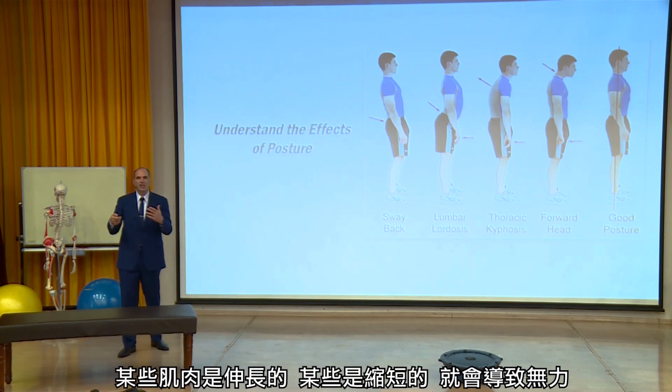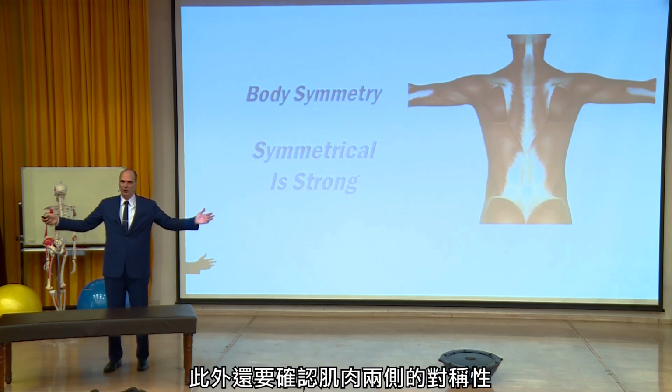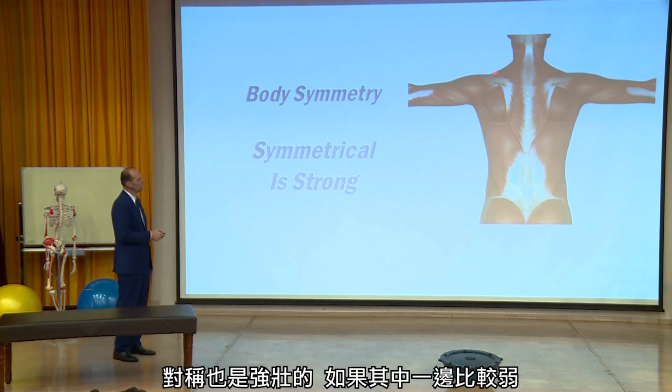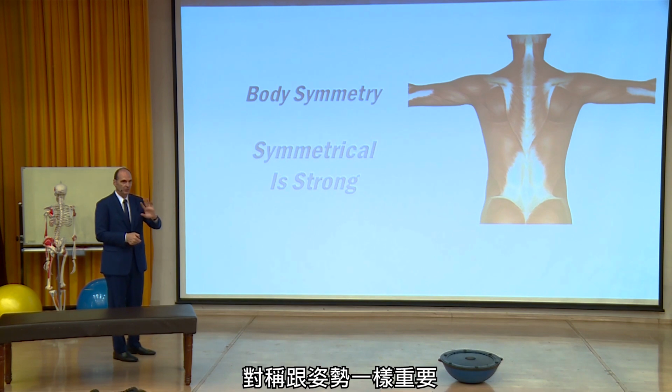So we need to see what are the changes in posture, because that means certain muscles are going to be longer and certain muscles are going to be shorter, and that means they're going to be weaker. We also have to check one side of the body versus the other side so that it's also stronger in a symmetrical fashion. So symmetrical is strong too. You could have weakness on one side of the body, like we just saw with the young lady who came up, that's important as well as the posture.